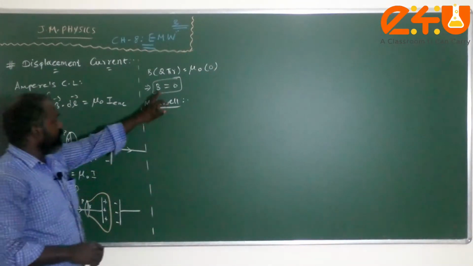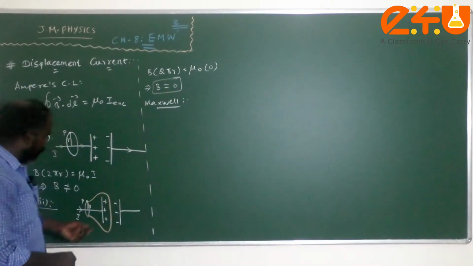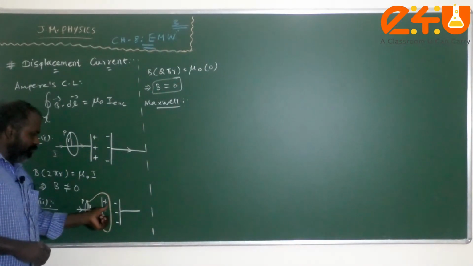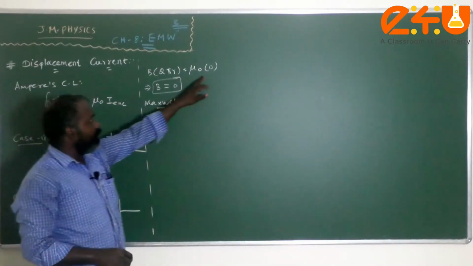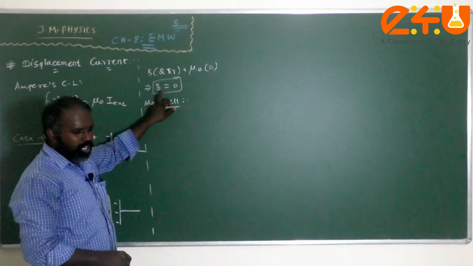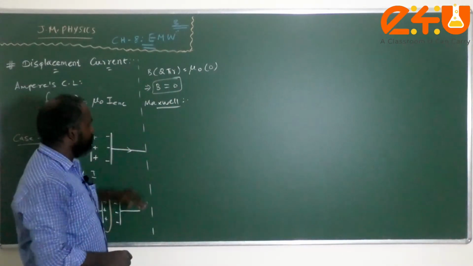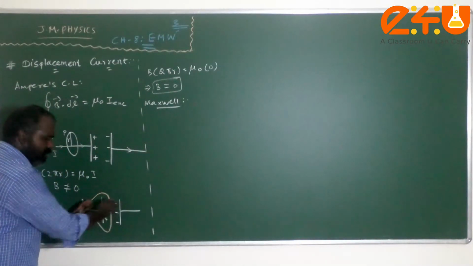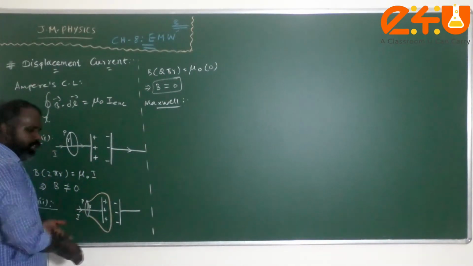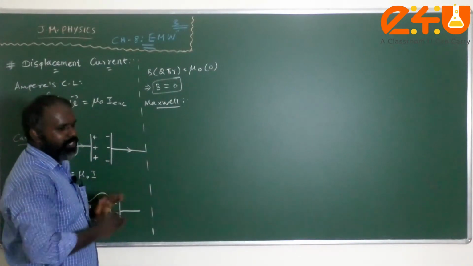Here B has to be 0 because there is no current. Suppose you assume that some current is coming out between the plates of the capacitor, then this term won't be 0, then B is also non-zero, same as the previous one. So for that reason, Maxwell assumed that there will be some current between the plates of the capacitor, but we know that there is no actual movement of the charges between the plates.